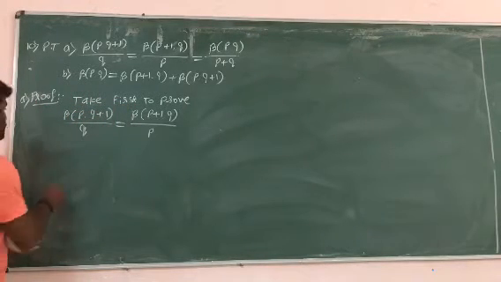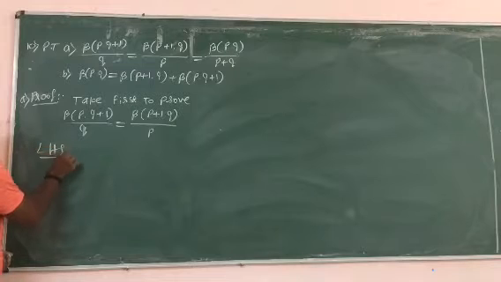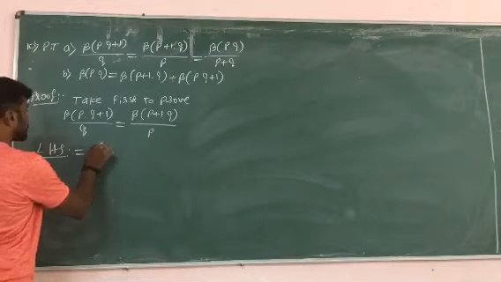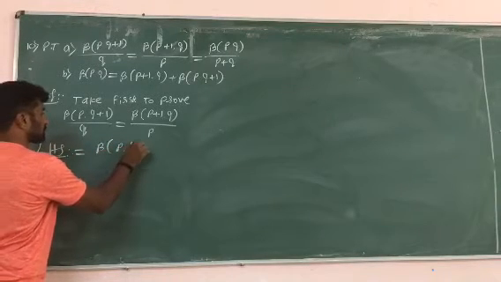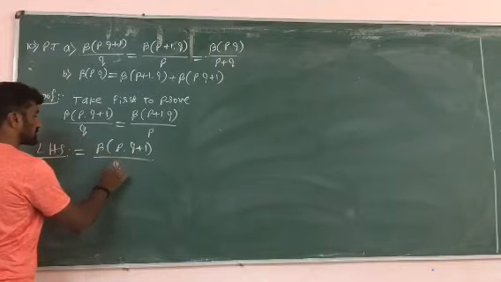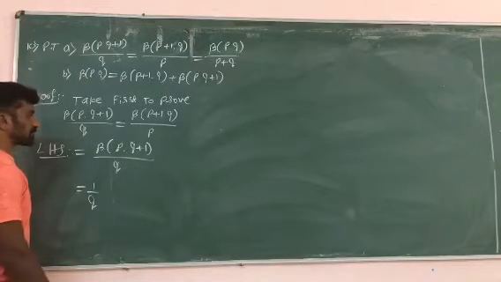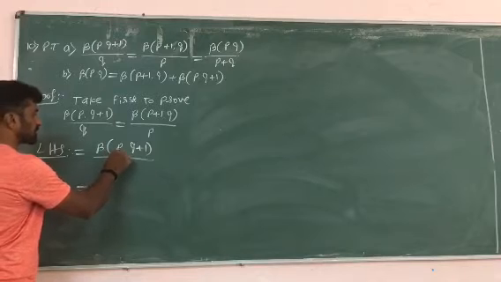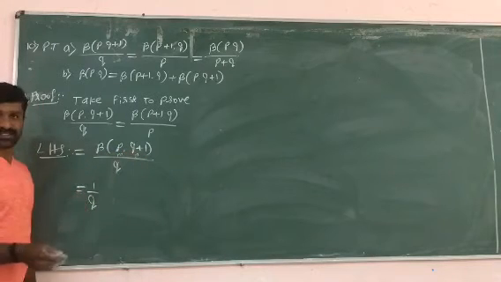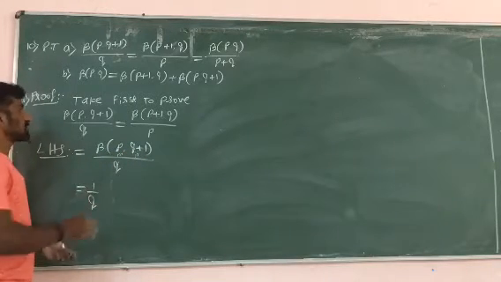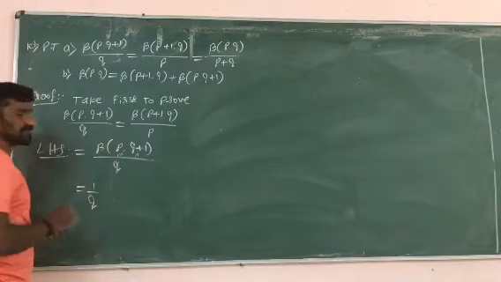So take LHS. LHS is equal to beta of p comma q plus 1 divided by q. So that equals 1 divided by q, beta of p comma q plus 1. Beta of m comma n. So on this there is a concept, the definition of beta. To prove this, apply the definition of beta.